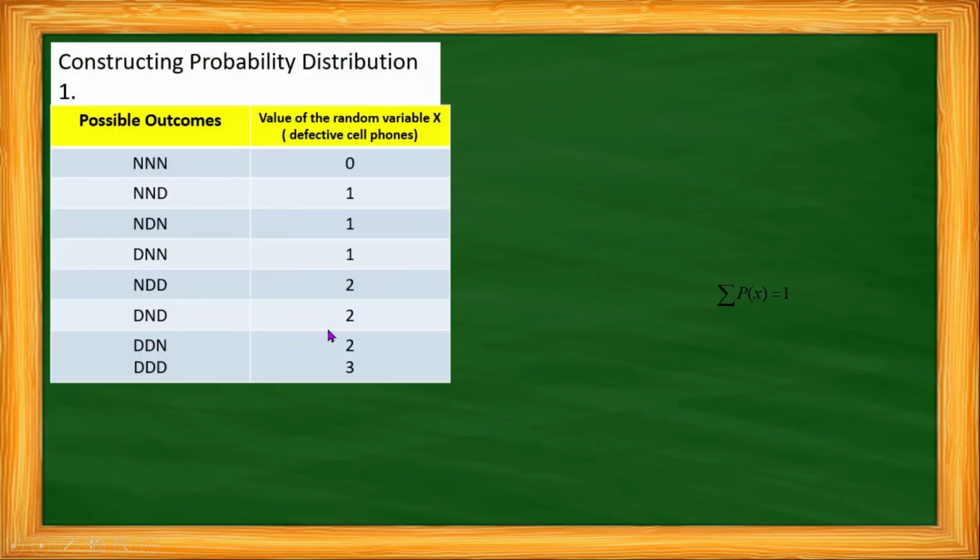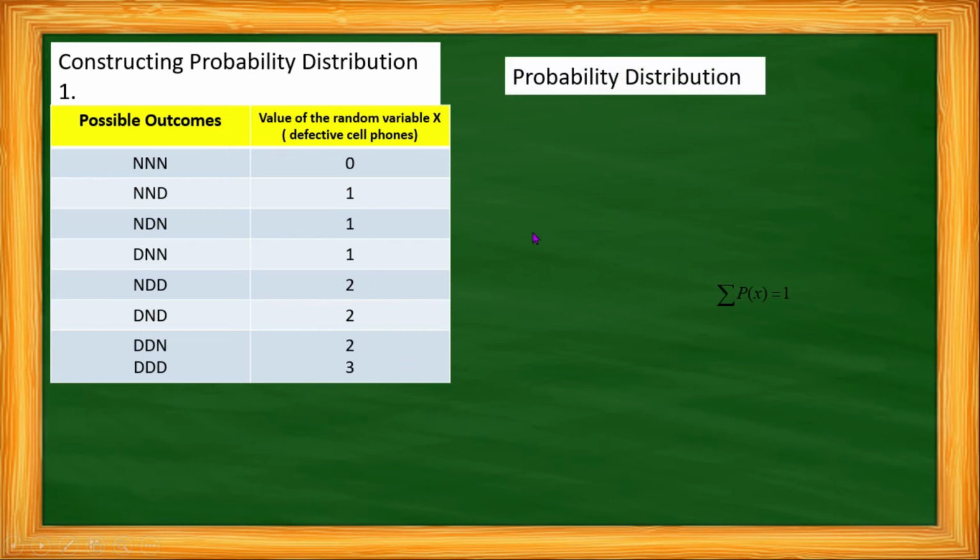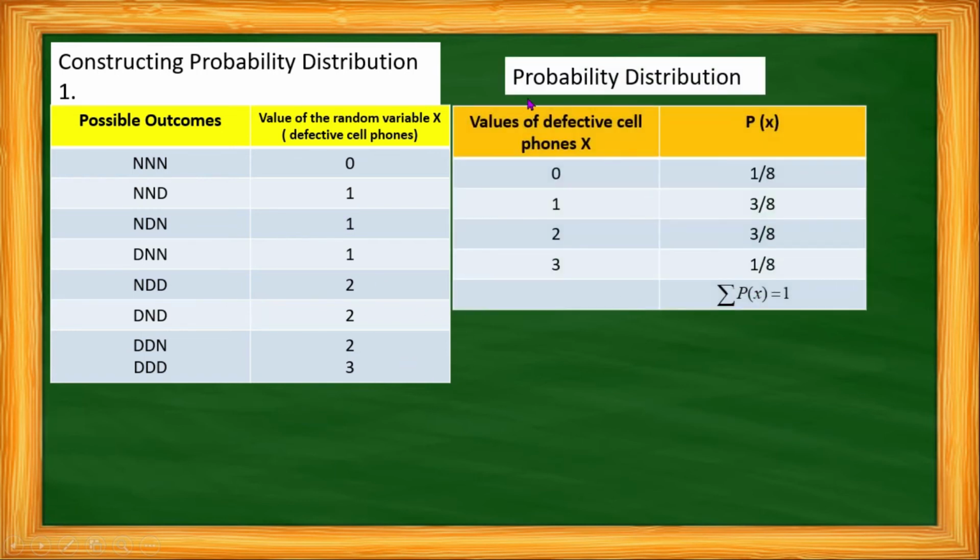Okay, so let us proceed to how to construct the probability table, the probability distribution table. This is the result of our example number 1, the previous example. So this is the probability table. The first column has the values of the defective cell phones represented by X: 0, 1, 2, and 3. Then the probability, this is P of X.